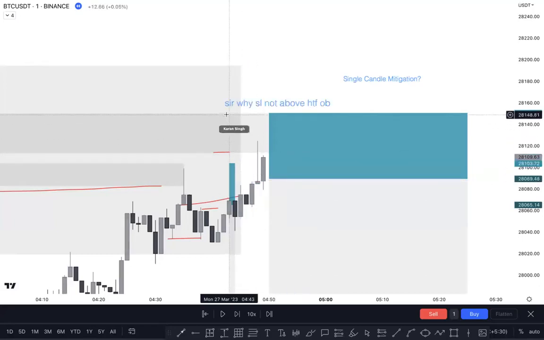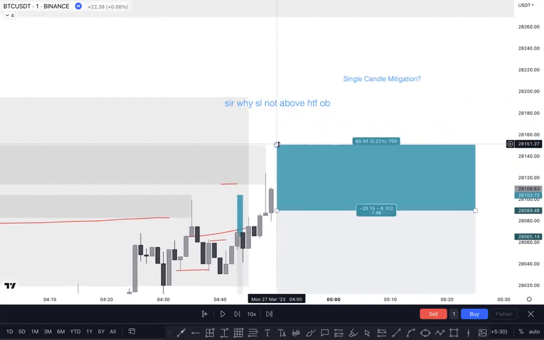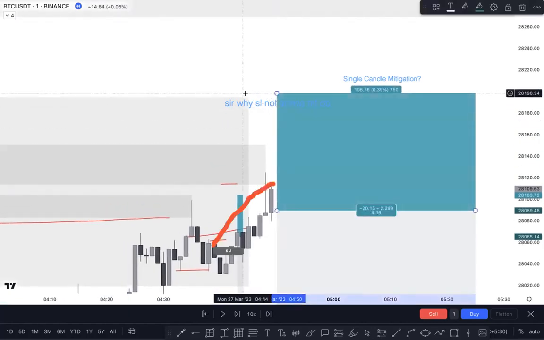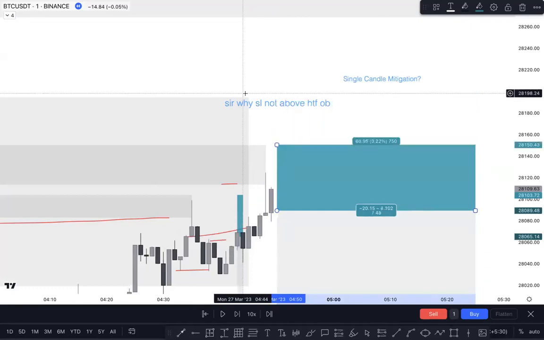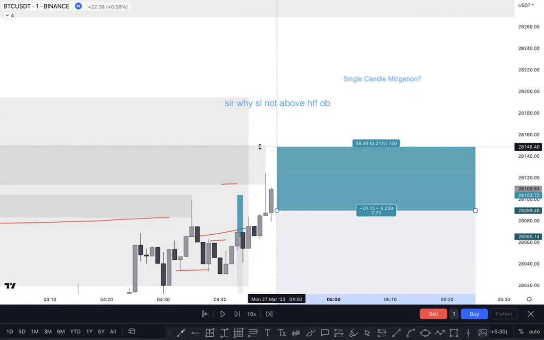Sir, why is the SL not above the higher time frame OB? Sir, I put the stop loss here. You can also put the stop loss just above it, but the stop loss range is too large. That's why I use this one. Okay. But if you wish to be more secure, then you can also use this. Both are valid.